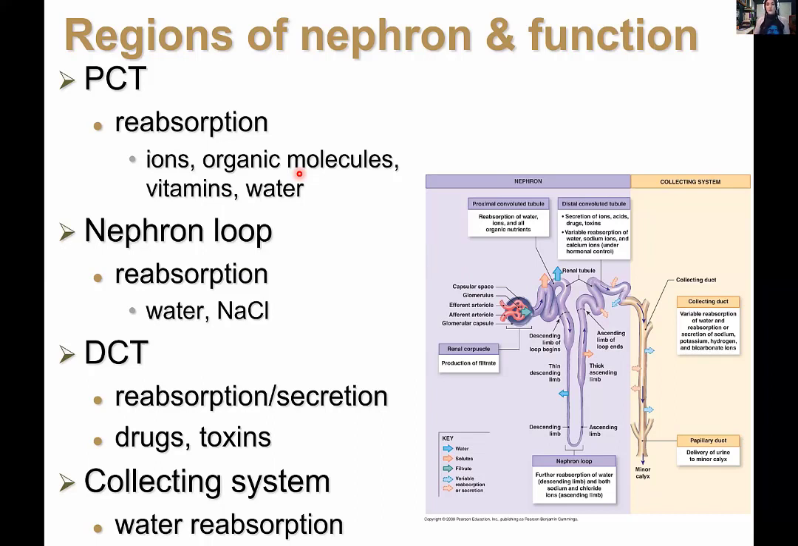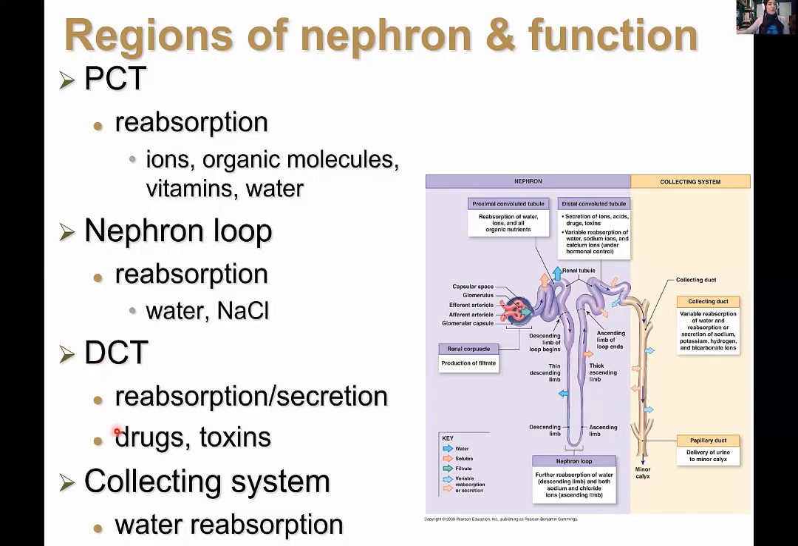The nephron loop is specifically for water reabsorption and sodium reabsorption. And it relies on something called countercurrent exchange, which is super critical for creating concentrated urine and allowing the urine to be at a higher osmolarity than the blood. This helps keep control of body water osmolarity and body water amount, and we'll go through that.